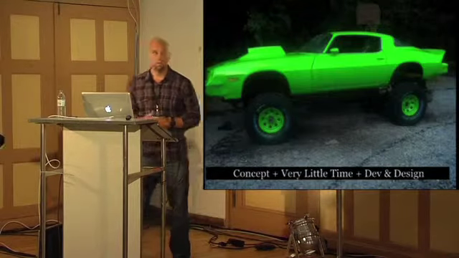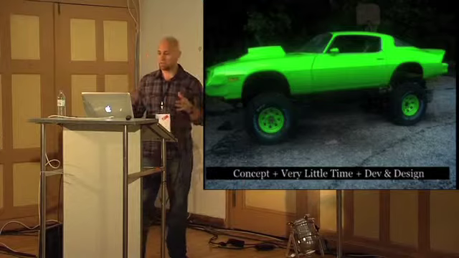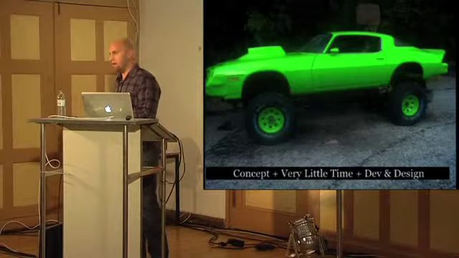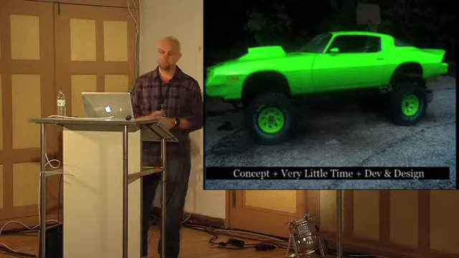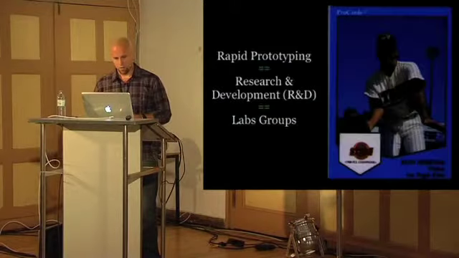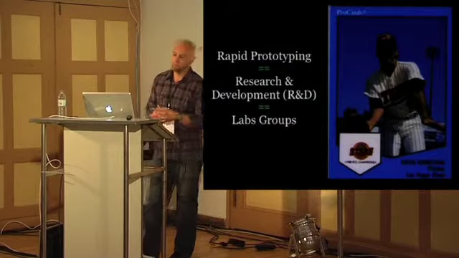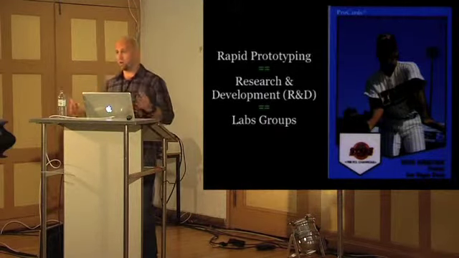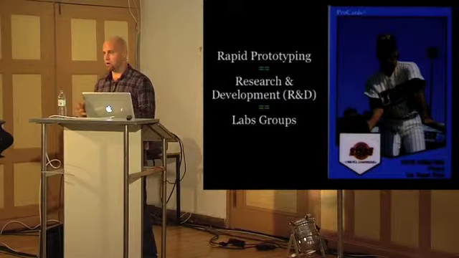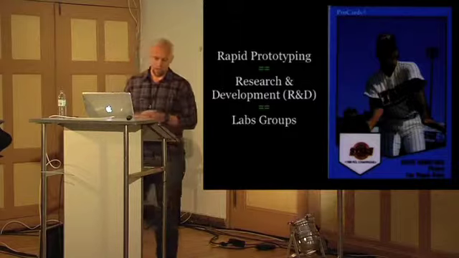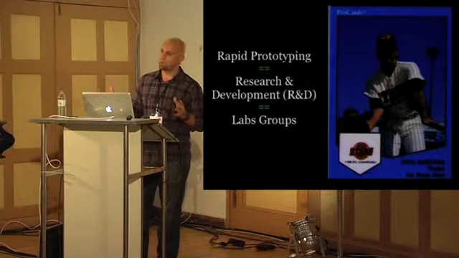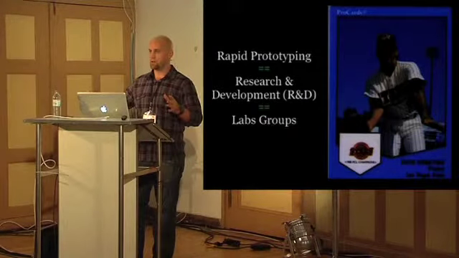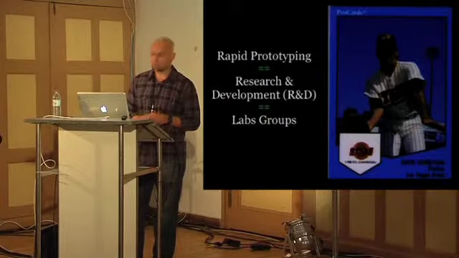So in a nutshell, rapid prototyping is taking a concept or an idea with a very short amount of time with design and development associated with that. Other words for rapid prototyping: research and development, and labs groups. There are small companies that have labs groups, R&D groups, these types of things. A lot of the times, you may never even see what these prototypes are in production, but that's kind of the concept. There's an exploration, a discovery phase. You just kind of want to see what's available and what's out there.